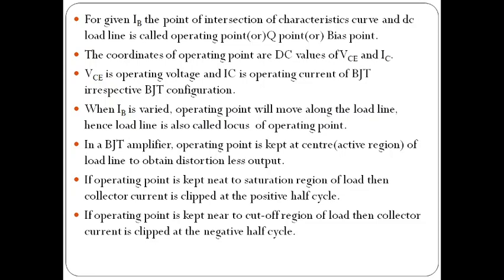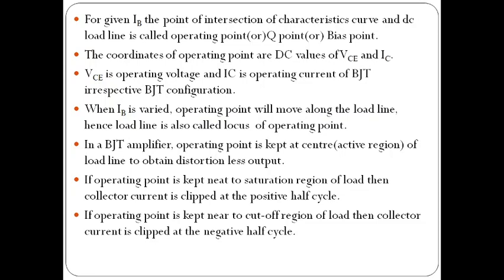So when IB varies, the operating point will move along the load line. P, Q, R are the three points on the DC load line for the different IB values. So when IB varies, the operating point will also move along the load line. Hence, the load line is called the locus of the operating point. Why? Because when IB varies, the operating point also varies along the load line. So this load line can be called the locus of the operating point.